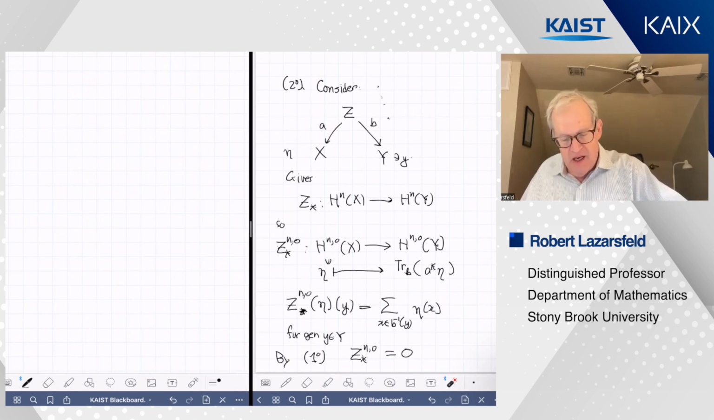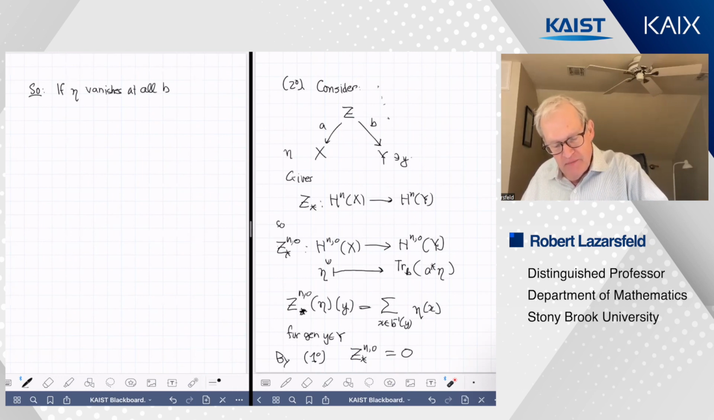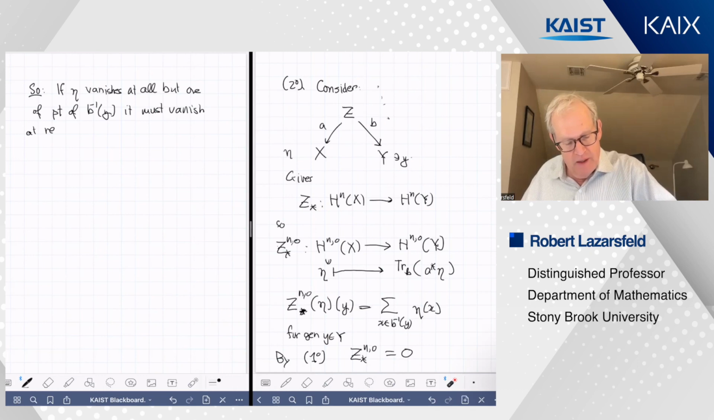So what this means concretely, and this is the idea, is that if this form eta vanishes on all but one of the points of B inverse of Y, it must vanish on the remaining one as well. So if eta vanishes at all but one of the preimages of Y, it must vanish at the remaining one as well. So this is what people call the Cayley-Bacharach property.